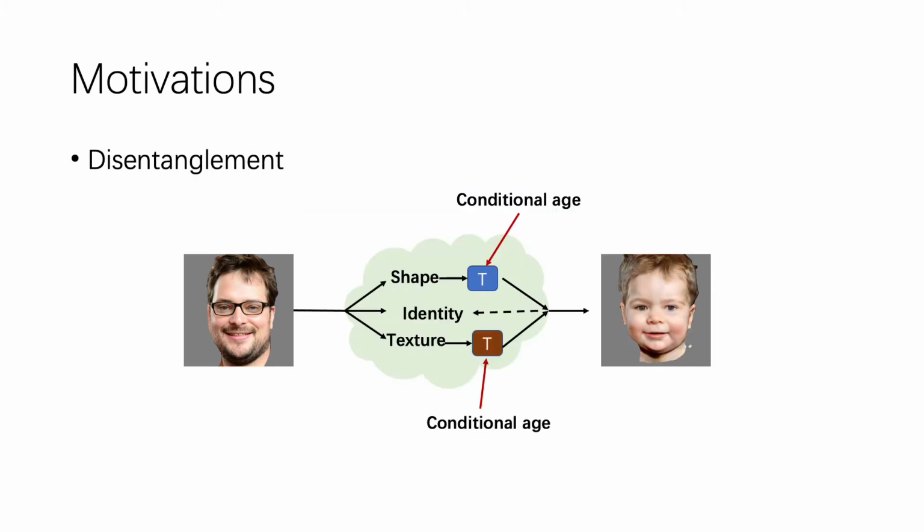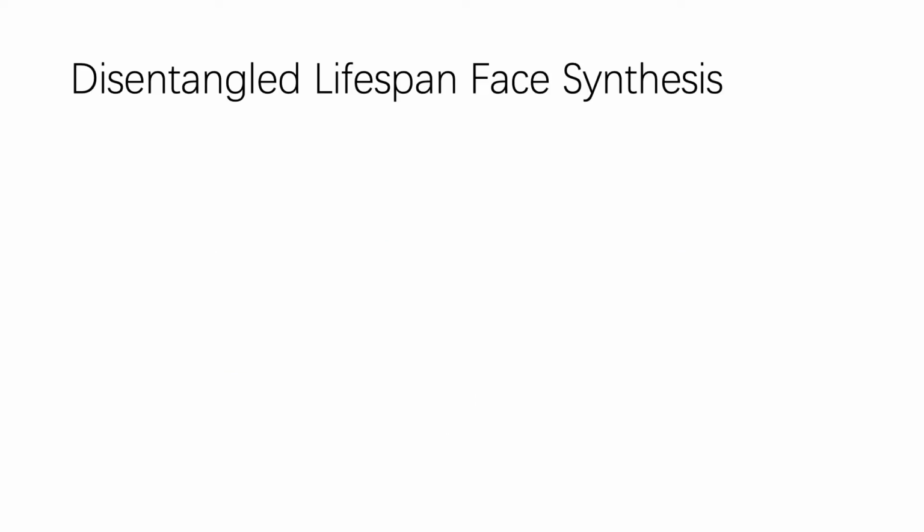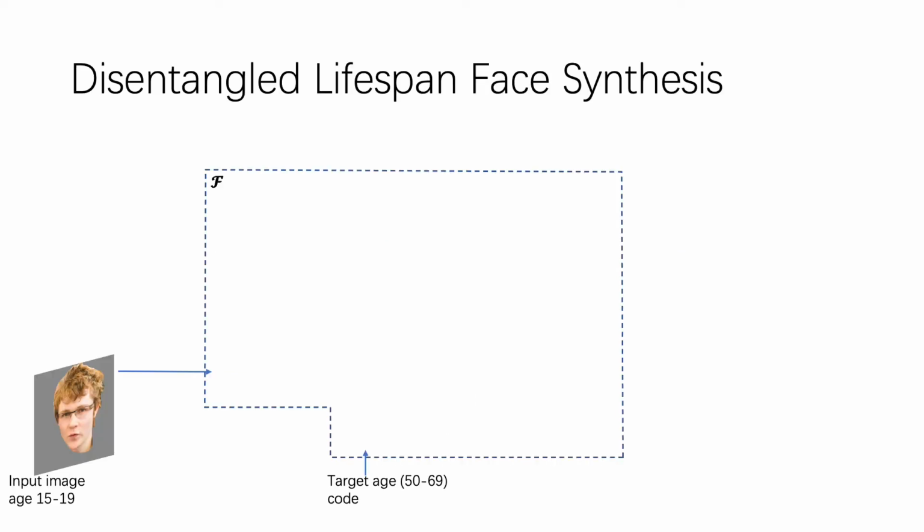To address this problem, we propose disentangled lifespan face synthesis. The key motivation is to disentangle the face representation into three factors, namely shape, texture, and identity. During the lifespan transformation, we explicitly model the two different transformations of shape and texture, while keeping the identity unchanged. More specifically, our model has two inputs, the reference image and the target age.